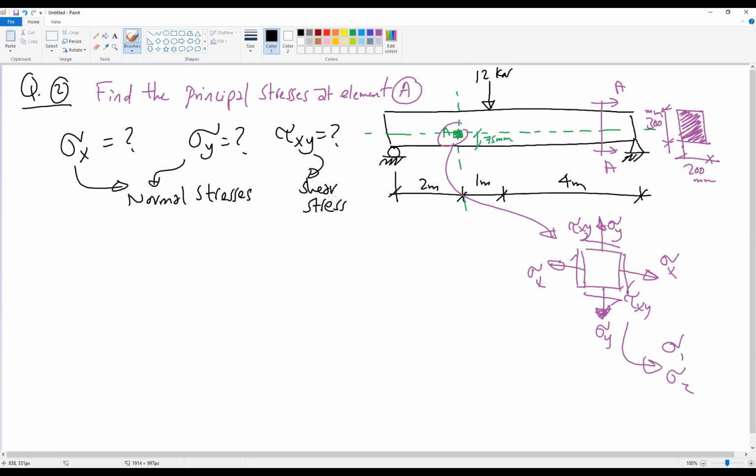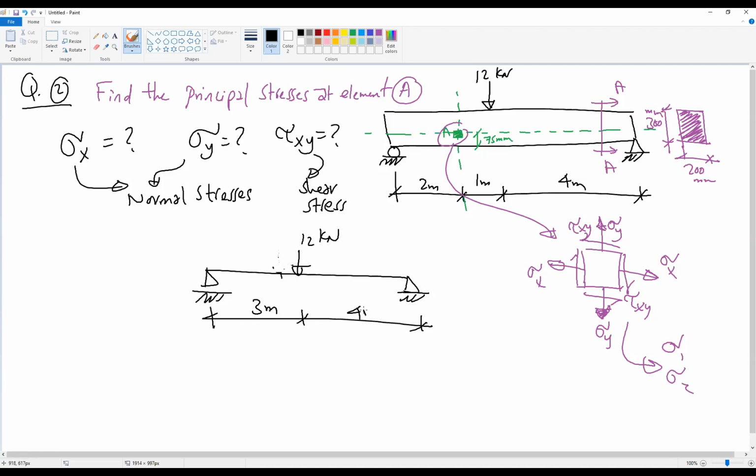If we convert this beam, it will be something like this. This one is roller and this one is hinge, and we have a load somewhere here, 12 kilonewton, at a distance 3 meter from this support and 4 meter from this support. So first of all, we need to draw the bending moment diagram and shear force diagram. Shear force diagram will give us a step to find tau xy. Bending moment diagram will lead us to find sigma x.